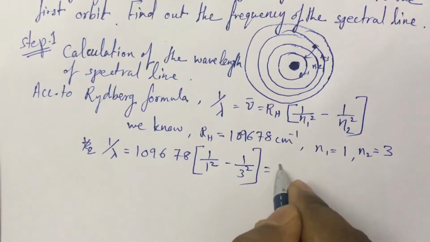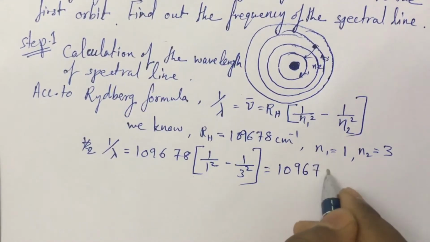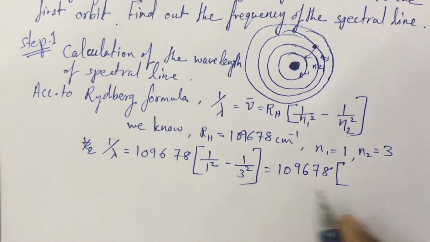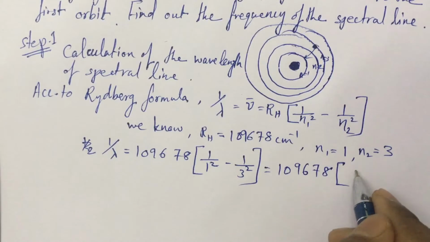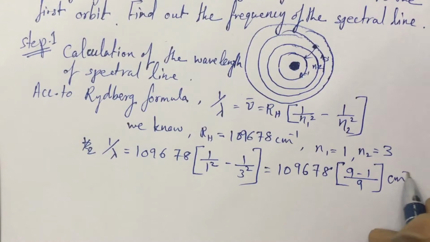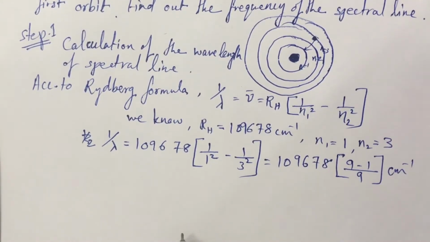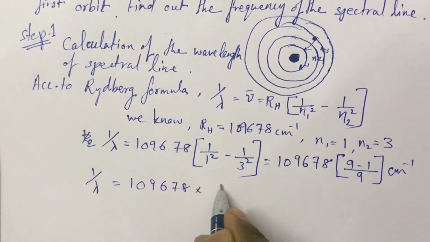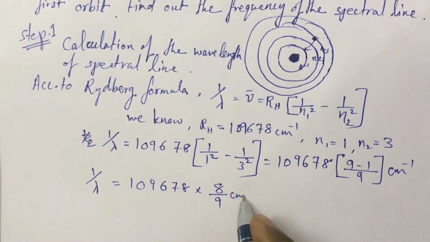That is equal to 109678 into, 1 square is 1 and 3 square is 9, so we have 9 minus 1 divided by 9, centimeter inverse, correct? Now this is 1 by lambda. So 1 by lambda is equal to 109678 into 8, since 9 minus 1 is 8, divided by 9 centimeter inverse.